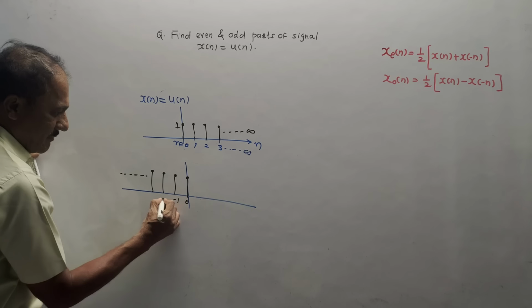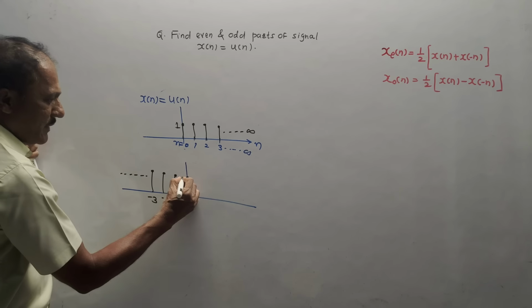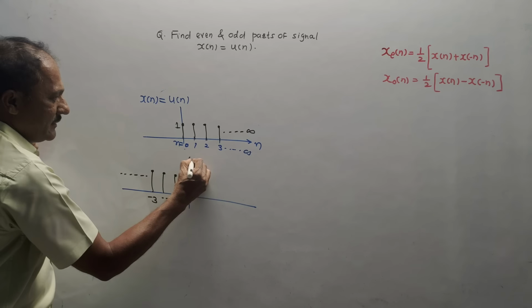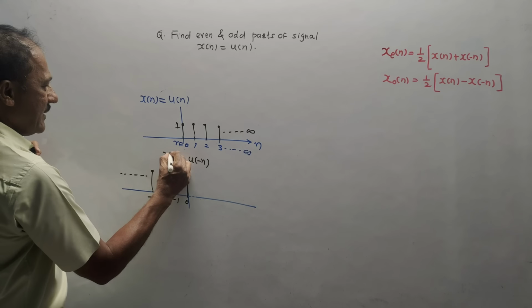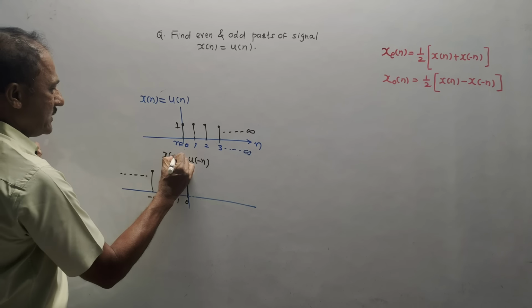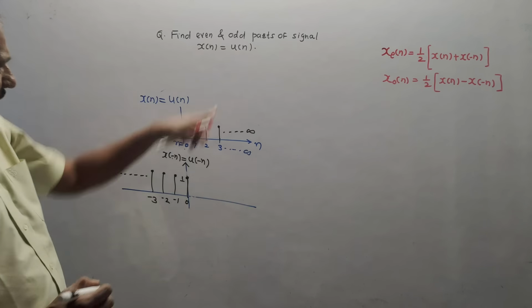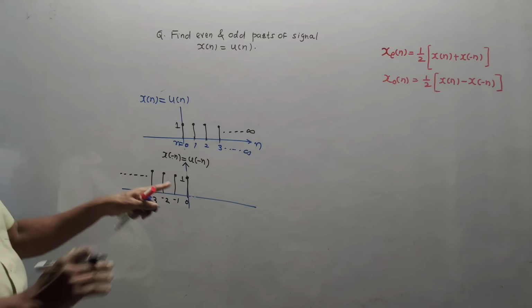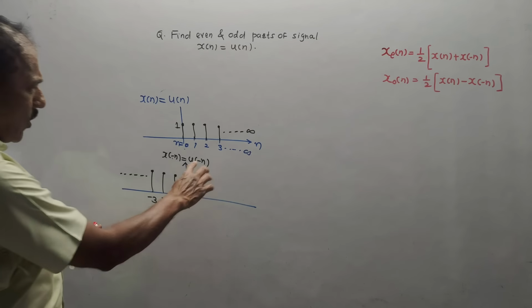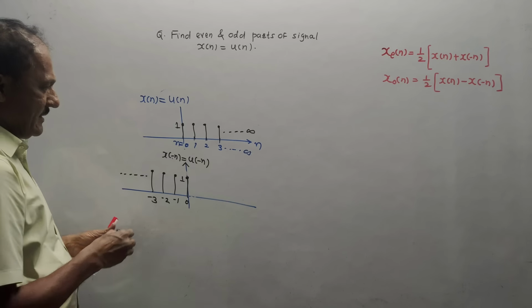So I will mark some readings for reference purpose. Everywhere amplitude is 1. This is the diagram for u of minus n. That is same as x of minus n, because notation is x of n is equals to u of n. So I have taken the folded version. I have drawn the diagram in reverse way. This is the diagram for u of minus n or x of minus n.